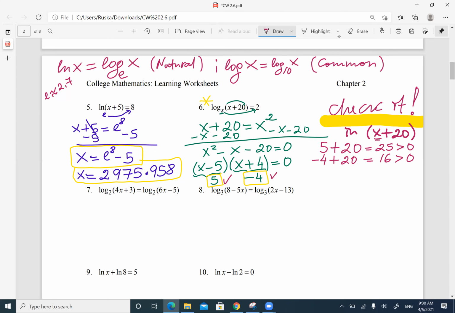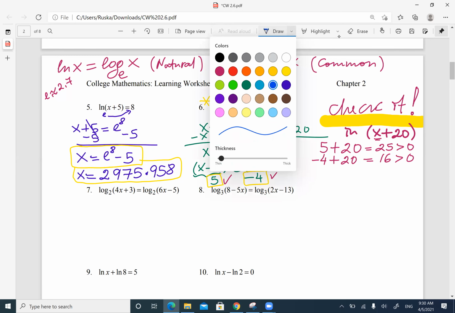Everybody understand that? Yes, maybe? Yes, ma'am. Okay, so always, if you have an equation with a logarithm, just keep in mind you have to check it. Always look at what you're going to get to make sure it's not negative. So let's go ahead and continue with number 7.